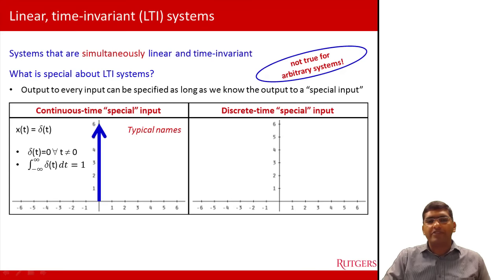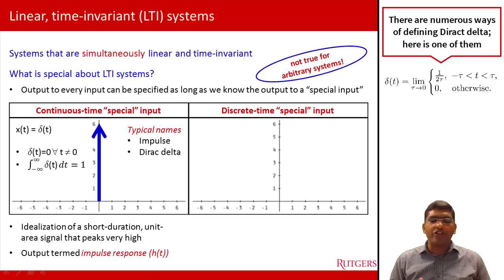Typical names for this input are it's called an impulse, or it's called a Dirac delta. So this is an idealization of a short duration unit area signal that peaks very high. It's really an idealization of a signal that keeps on getting shrunk around 0, and then at 0 it peaks really high. So high that its total area stays 1. The output to this special input is called impulse response. And typically we write it as h(t). Okay.